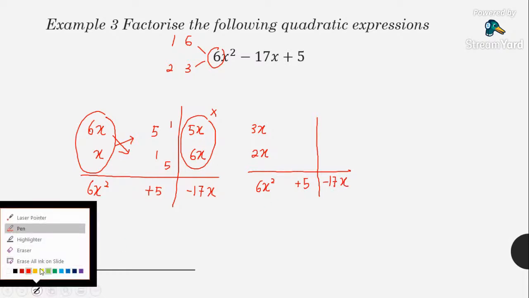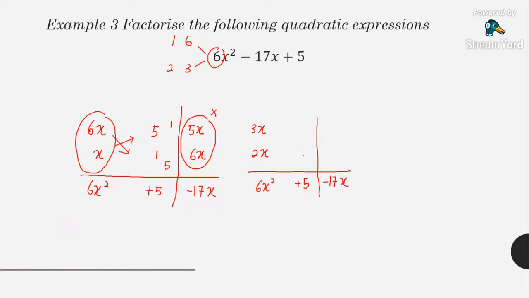Okay, then now I have to do a little bit of thinking. It's either 5, 1 or 1, 5. Okay, so I think I will put 1, 5. Then I cross multiply. This is 2x. This is 15x. So what I have here is a negative and negative. I will get a negative 17x.